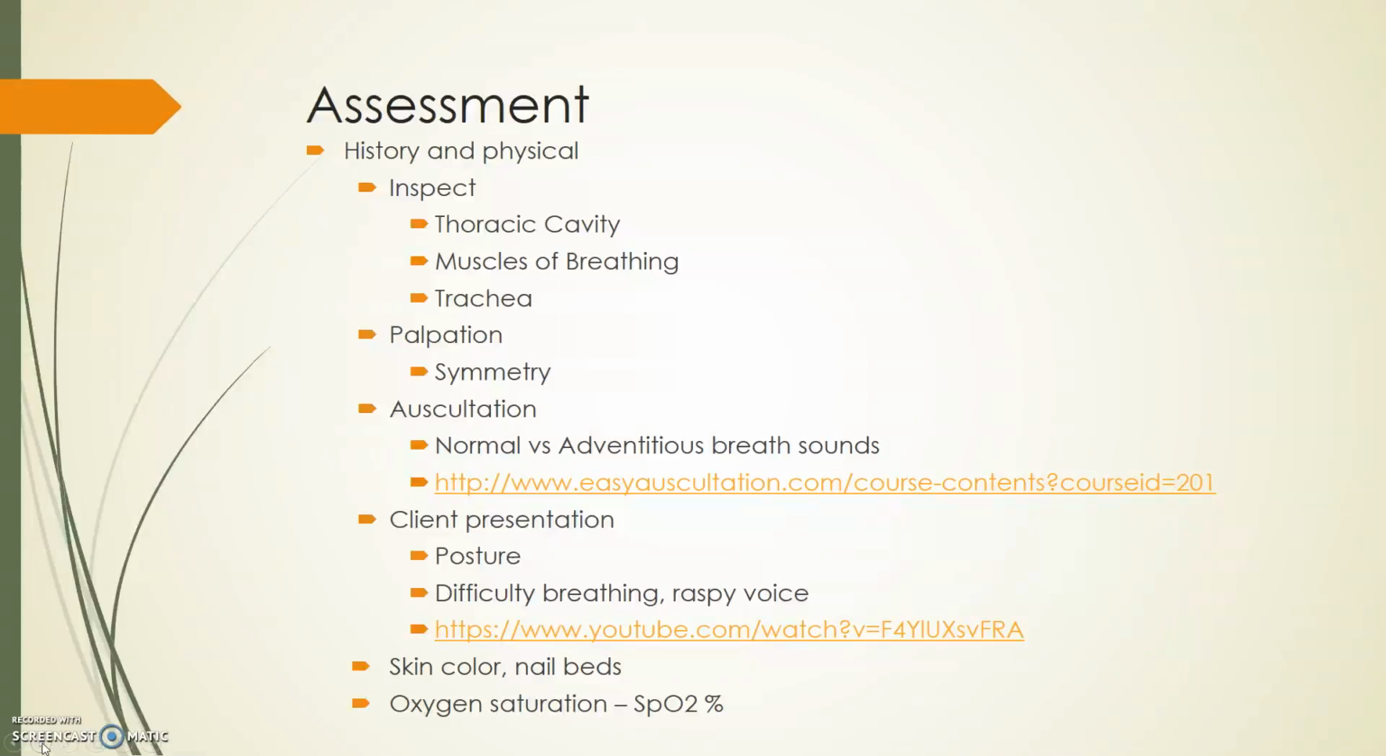Then we're going to auscultate, and you can click on the links below. The first one is normal versus adventitious breath sounds. Normal sounds should sound like air moving in and out very easily. Adventitious breath sounds are going to be anything that is abnormal. So at this point in 142, you don't need to be able to identify crackles or rales or rhonchi, wheezing. All you need to know is that it's not normal, that there are adventitious breath sounds.